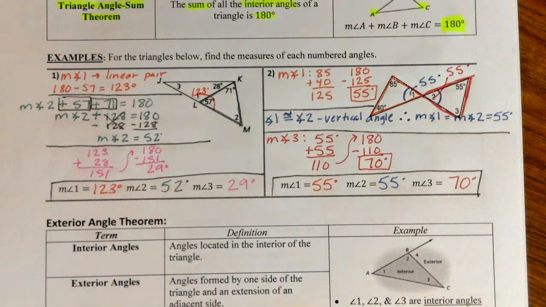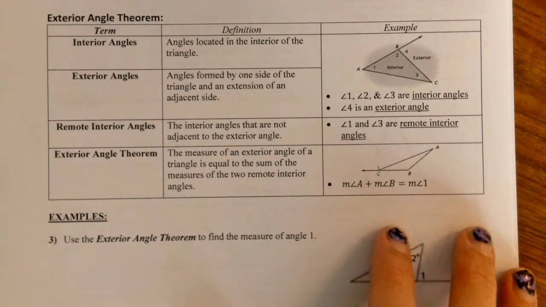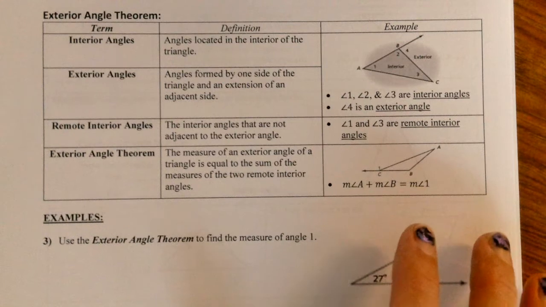Okay, so your triangle sum theorem or your triangle angle sum theorem or your angle sum theorem, all three angles of a triangle add to 180 degrees. Pause if you need to take that in. We're moving on to the next one.